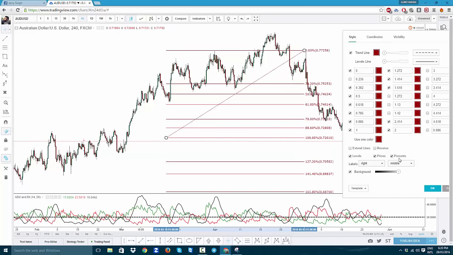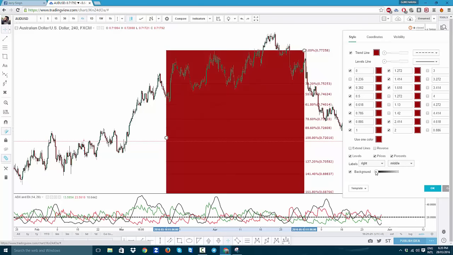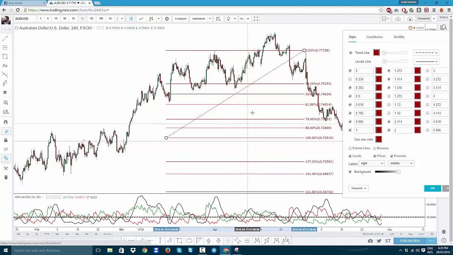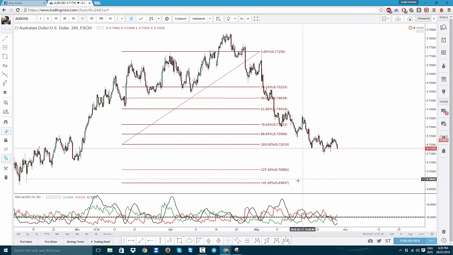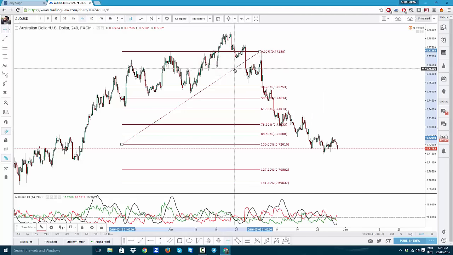So all these three boxes to be ticked. Then you have labels on the right, and then you can also do at the bottom or in the middle. It doesn't really matter. It's just the position of these labels on the same line. This background section is the color bit. I just keep it blank because it's much easier to view the price. So this is the thing that you gotta do. So this is the basic setting for Fibonacci.